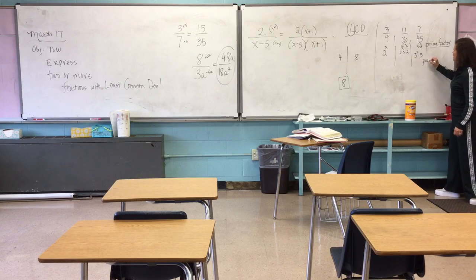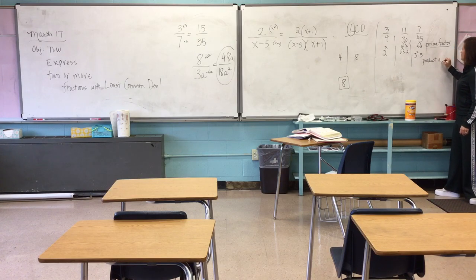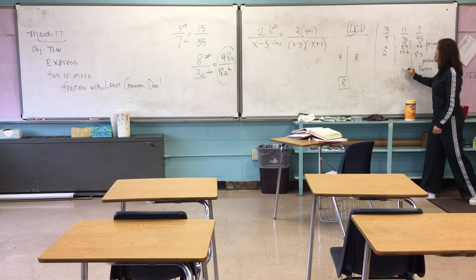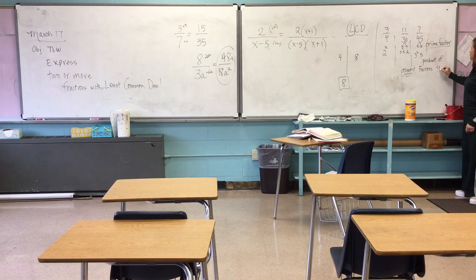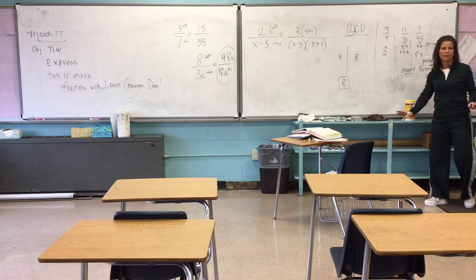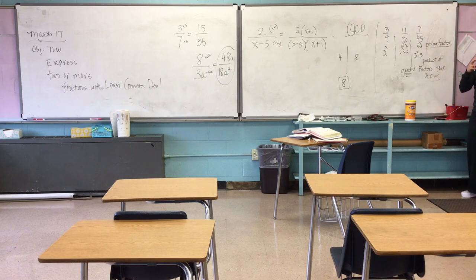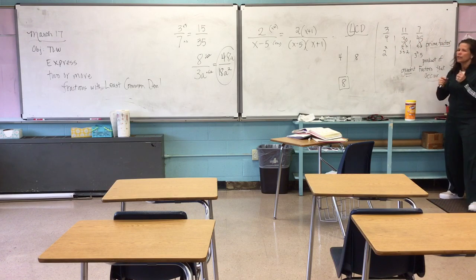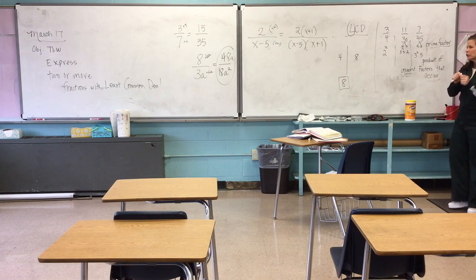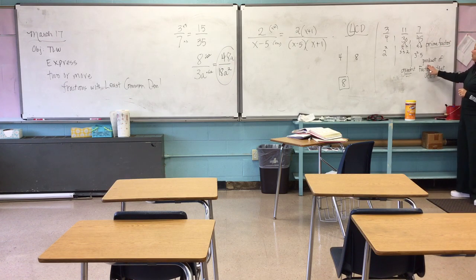Now, it's the product of the factors of the greatest factors that occur. Not what they have in common. Doesn't matter what they have in common. It's the ones that occur. I need a big number that 4, 30, and 45 will go into. So I'm not looking for a factor that they have in common. That's not what I'm looking for. It's the product. Product means I have to multiply it together of the greatest factors that occur.